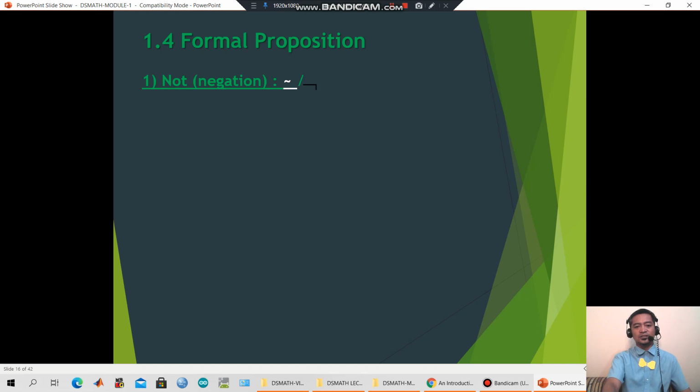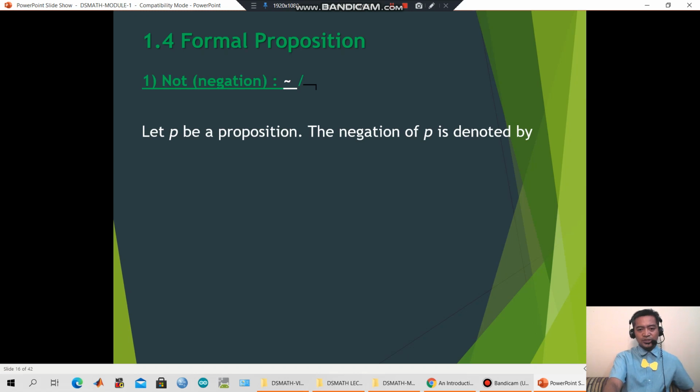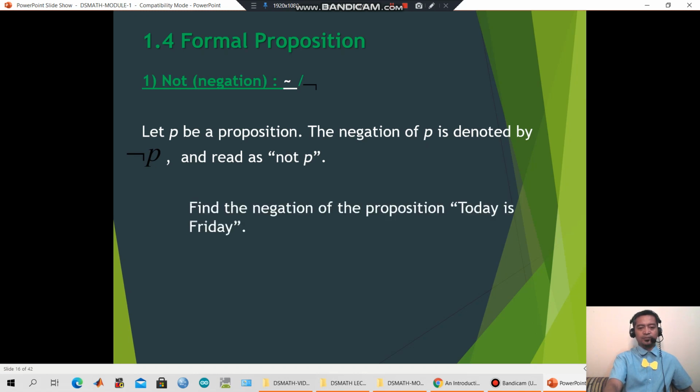Let's start with the negation. So again, a half square symbol, not negations. Let P be a proposition. The negation of P is denoted by, ayan, half square and a P, and read as not P. Find the negation of the proposition today is Friday. Of course, today is not actually Friday. The negation of this, of course, is the opposite answer. Today is not Friday.